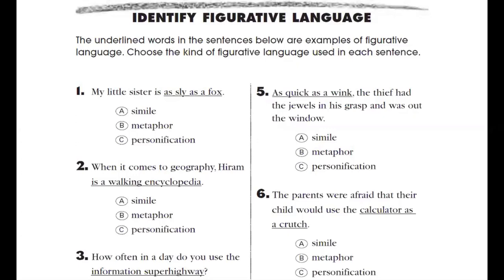What is it now? Hurry up, tell us. I'll move to other students now. Metaphor. Why? Can you explain this now? Because it is a direct comparison. Okay, good. So we are comparing. Consider this: Param is a walking encyclopedia, meaning A is B. Param is an encyclopedia. Are you getting it?